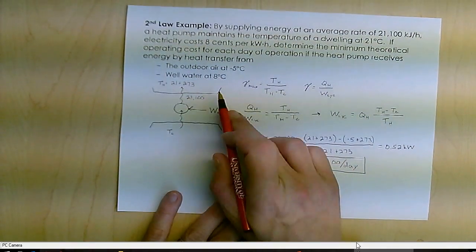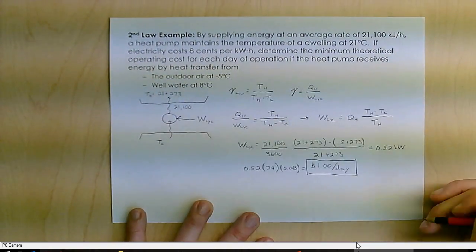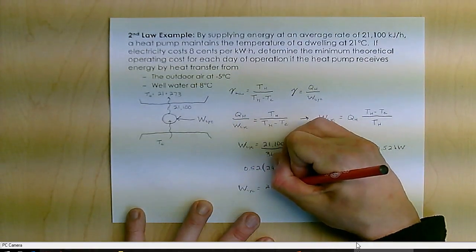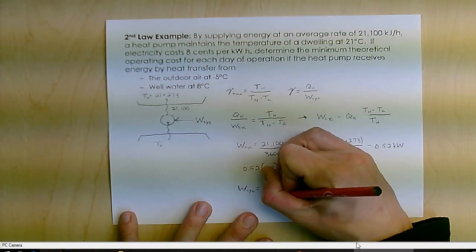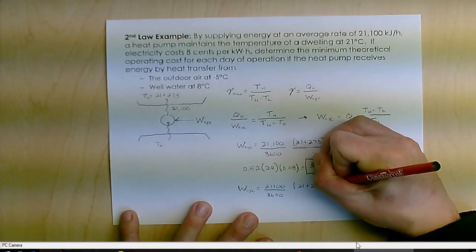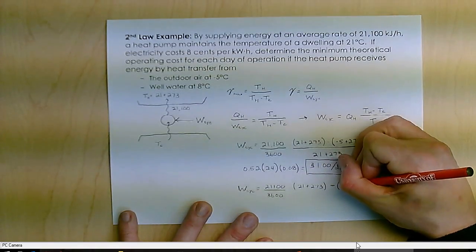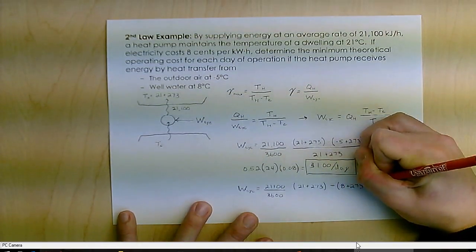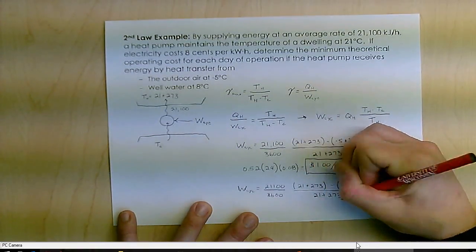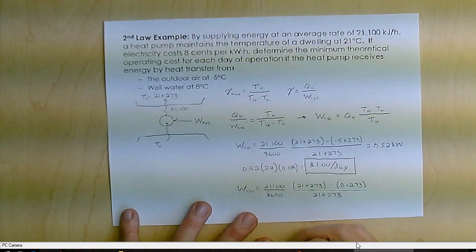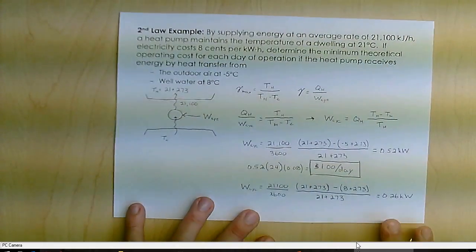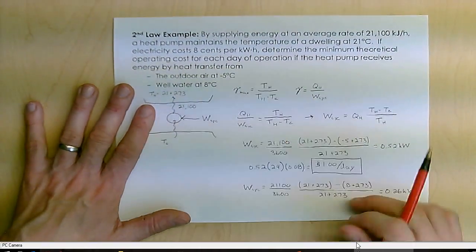To do the same thing for well water at 8 degrees Celsius, I just have the work of the cycle. It's going to be exactly the same thing, 21.1 over 3,600 to get that into kilowatts. And then it's going to be 21 plus 273, that's T hot, minus, now this time, 8 plus 273. So this is going to be a smaller temperature difference here. And from this I get 0.26 kilowatts.